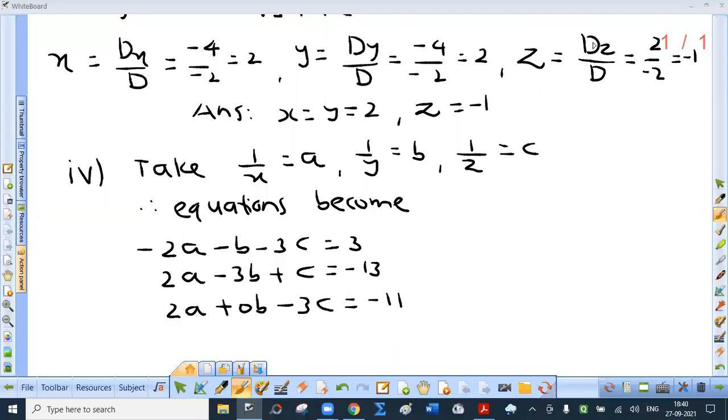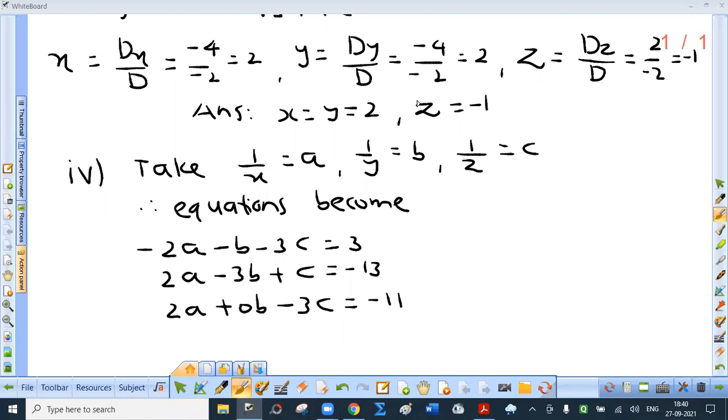Fourth is a good one. Minus 2 upon x, minus 1 upon y, minus 3 upon z equal to 3. 2 upon x minus 3 upon y plus 1 upon z equal to minus 13. 2 upon x minus 3 upon z equal to minus 11. I hope you won't say multiply by x, y, z and so on.